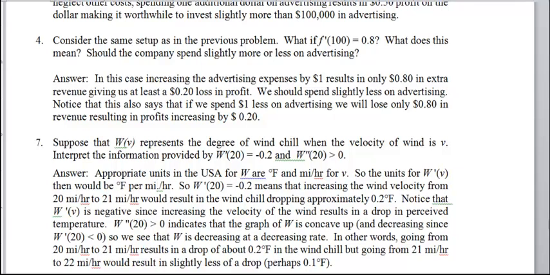So notice that W prime of V is negative, and that makes sense because if we increase the velocity of the wind, that's going to result in a drop in the perceived temperature. It's going to feel colder. Okay? So W double prime of 20 greater than 0 means the graph of W is concave up, W prime is increasing, but also the graph of W is decreasing. So let's see if I can draw a picture of that. It's decreasing and concave up, so it looks something like this.